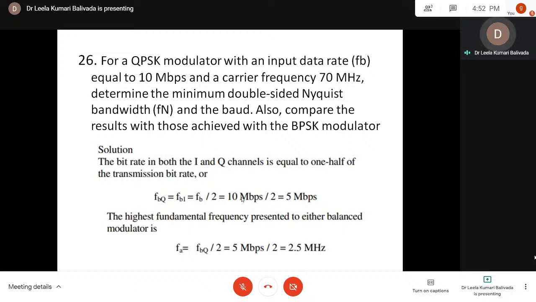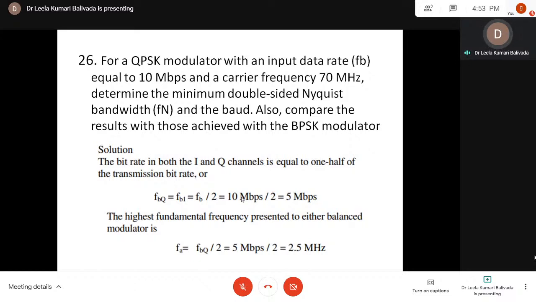Since the bitrate in both the I and Q channels is equal to 1/2 of the transmission bitrate, and the transmission bitrate was given as 10 Mbps, the bitrate in the I channel and Q channel is equal to FB by 2, half of the transmission bit rate, which is 5 Mbps.